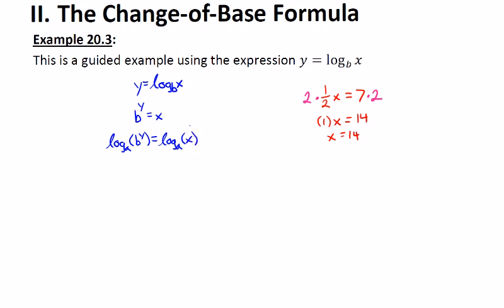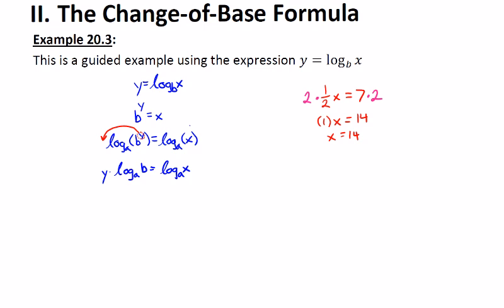So once I've done this, I now have a log statement on the left and a log statement on the right, and my log statement on the left has an exponent of y attached to this argument, so I can bring the y down in front as a coefficient, and I can call this y times log base a of b is equal to log base a of x.